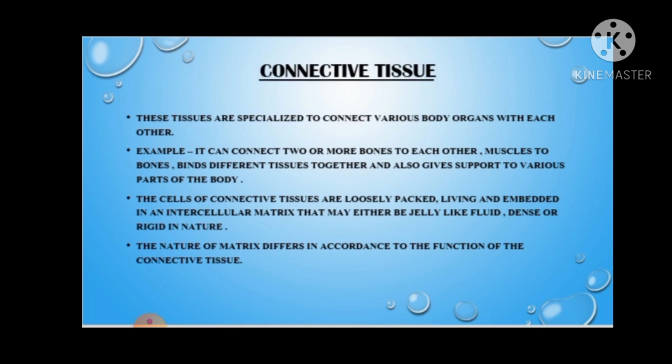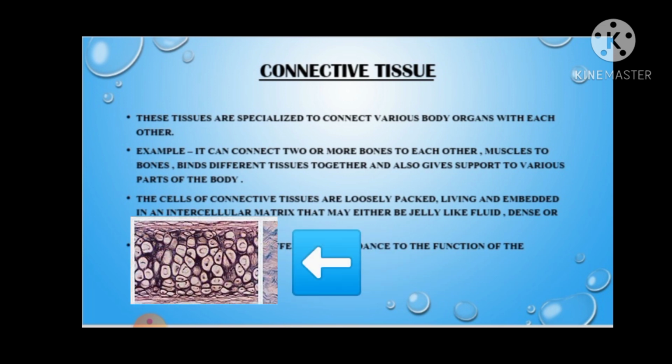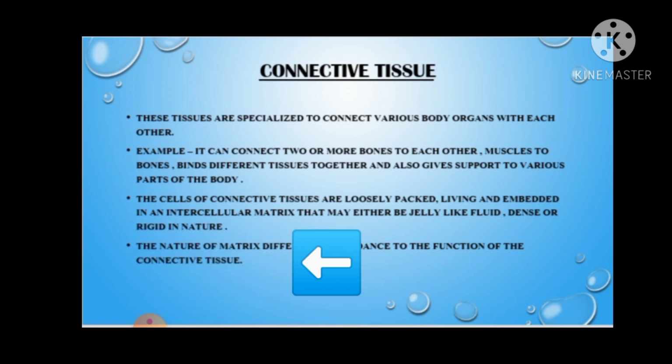For example, it can connect two or more bones to each other, muscles to bones, and bind different tissues together, and also gives support to various parts of the body. The cells of connective tissues are loosely packed, living, and embedded in an intercellular matrix that may either be jelly-like fluid, dense, or rigid in nature. The nature of the matrix differs in accordance with the function of the connective tissue.